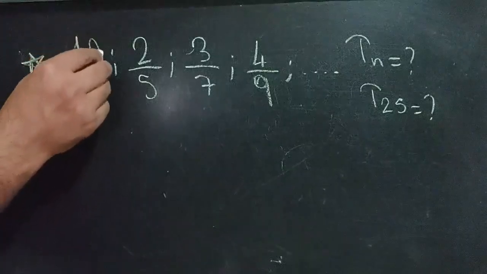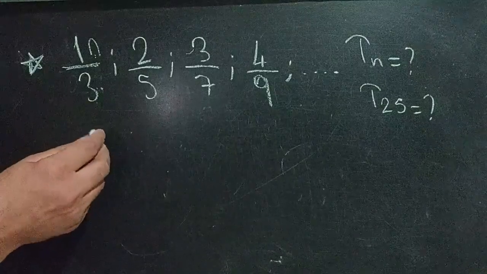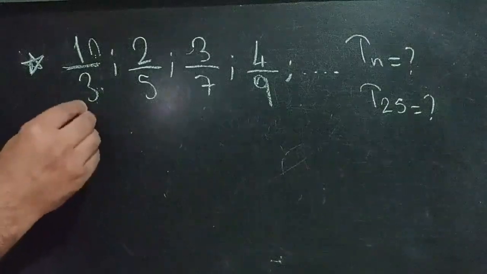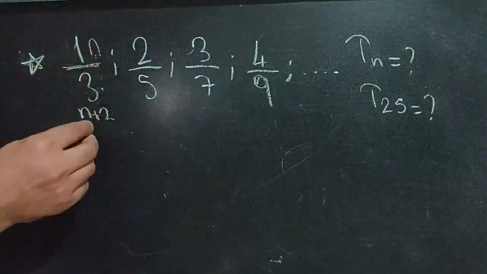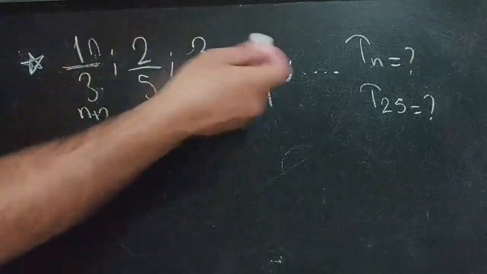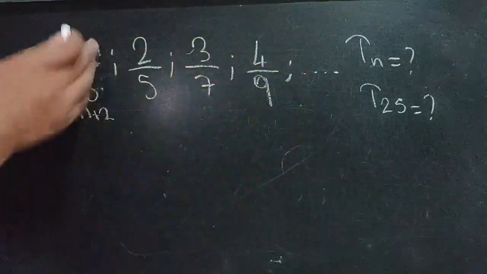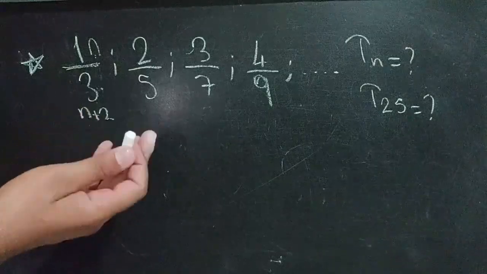I will say n for the top number, and for the bottom, what can it be? n plus 2 can be. When I try n over n plus 2 for the other numbers, if I get those numbers from the formula, that's going to be my formula. Otherwise, I will try to do something else.